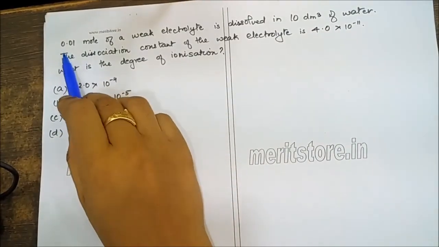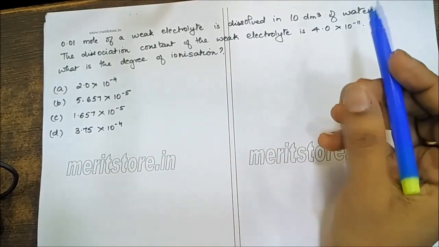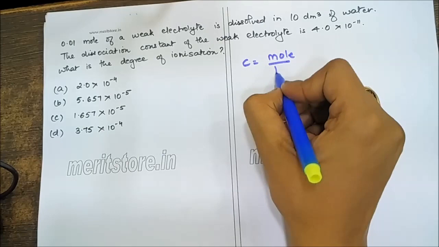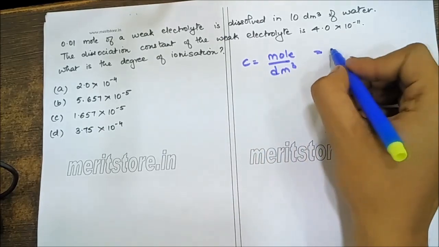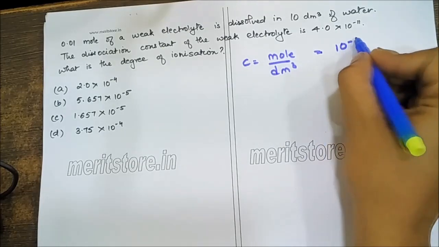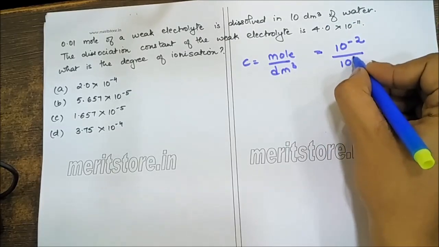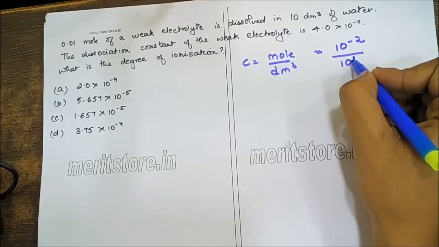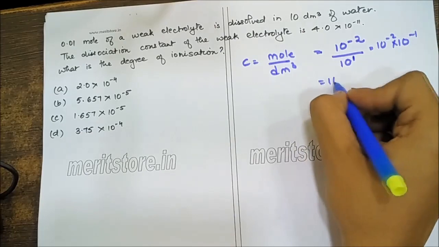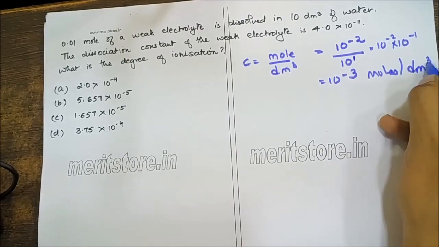Our next question says 0.01 mole of a weak electrolyte is dissolved in 10 decimeter cube of water. So see, we know that concentration is calculated as moles per decimeter cube. So can we find out the concentration? Yes. Now 0.01 I can write it as 10 raised to minus 2 upon 10, which means I can write it as 10 raised to 1. Now this 10 raised to 1, when it goes in the numerator, it will become 10 raised to minus 2 into 10 raised to minus 1. So my concentration is actually 10 raised to minus 3 moles per decimeter cube.